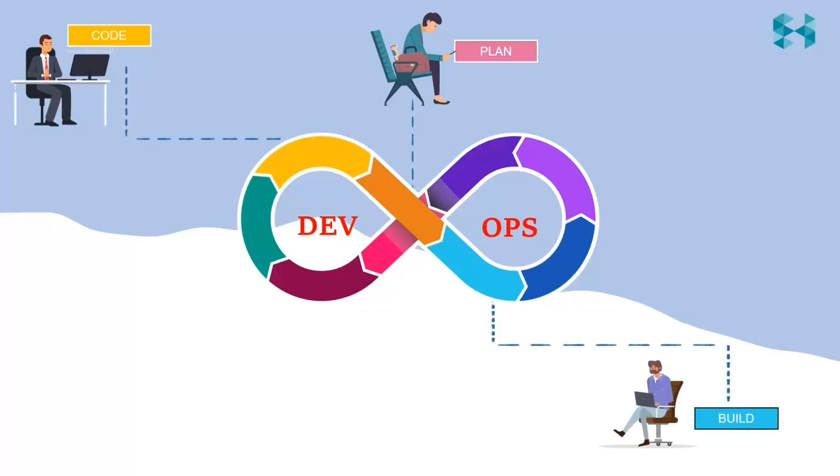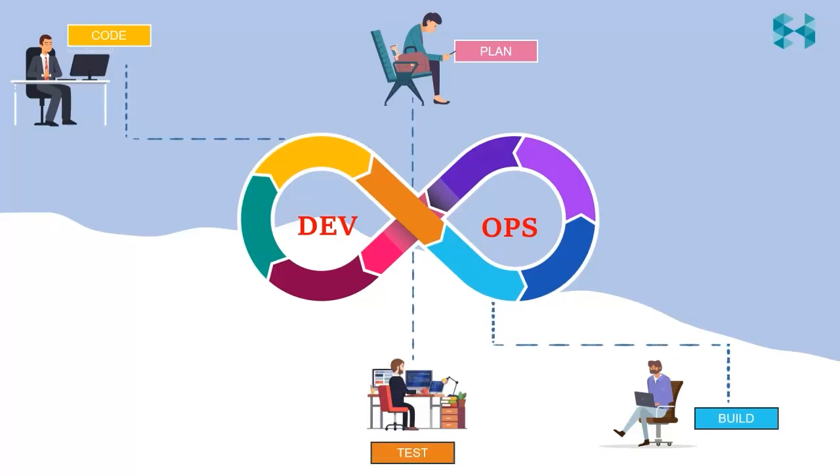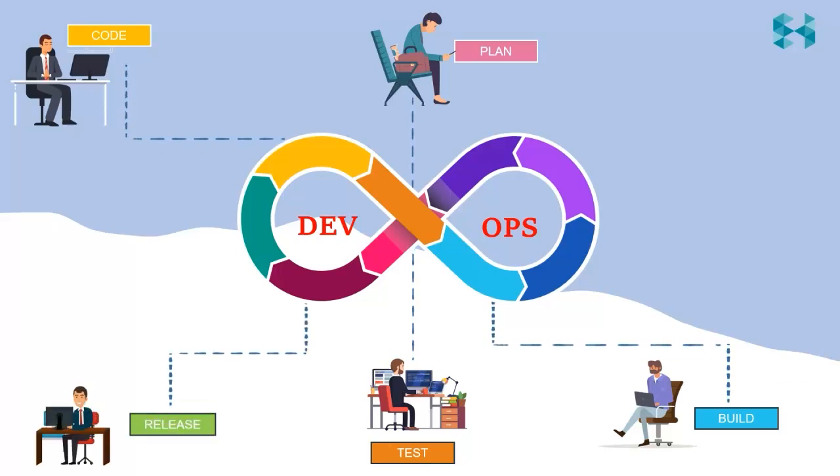After coding, we build the application. This step converts the code into usable software. Then we move to testing. Here, automation tools check if everything works correctly. It's like quality checking a product before shipping it. Once the application passes testing, we release it into a staging or pre-production environment. This is like giving a preview before the final launch.